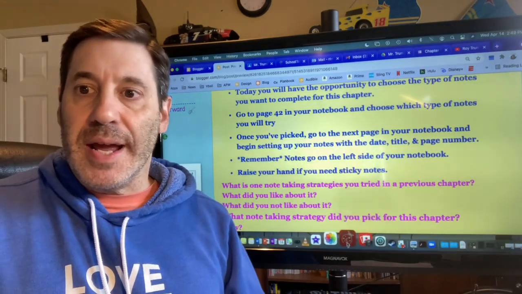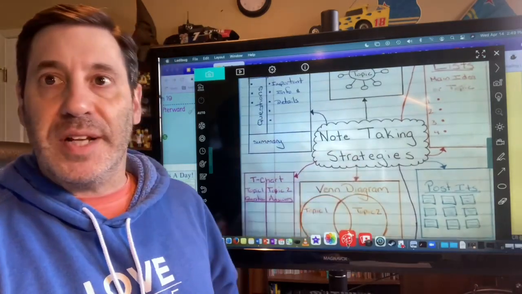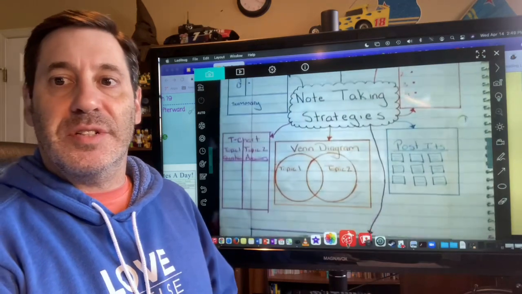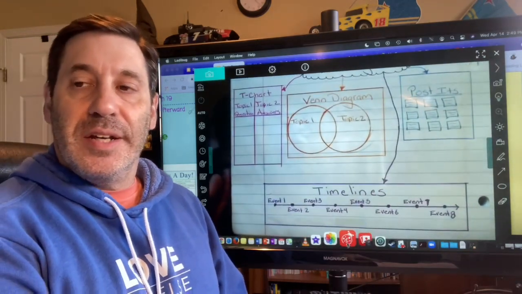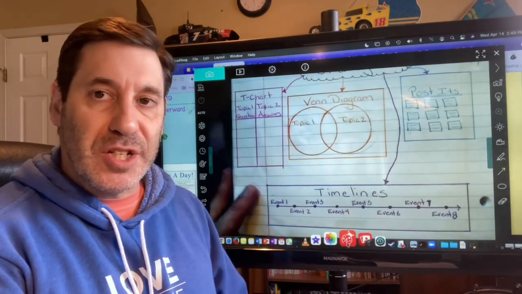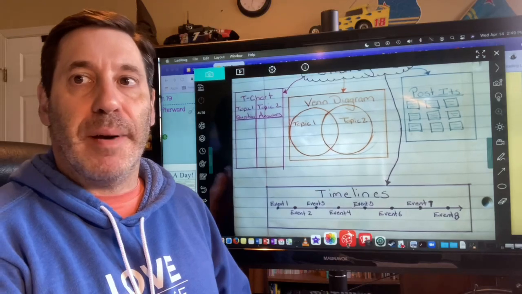So here I am in my notebook on page 42 on my note-taking strategies page. And I'm going to go ahead, I'm going to take some time, I'm going to look through these note-taking strategies. I have noticed there's one student in particular I'm thinking about. She likes to do timelines. She does a lot of timelines. Timelines work great for a story like Harry Potter.